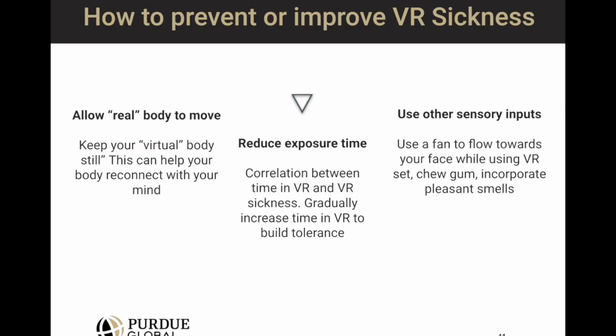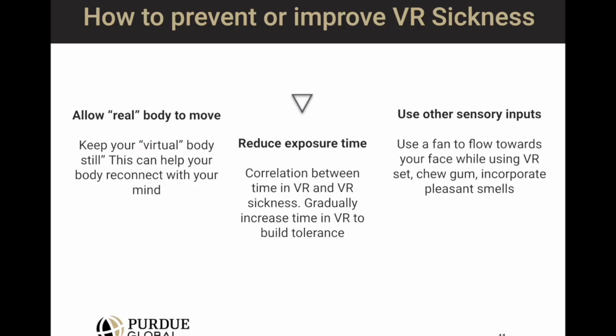Now, what are some things you could do to help prevent this from happening, or if you find yourself having some symptoms, how could you improve it? One way is that you can allow your real body to move. So you have your VR headset on. Within the VR headset, remain stationary, but allow your real body to move. Lift your hands in the air. Just become aware of your actual physical body. And this can help reconnect your body and mind and help improve some of those symptoms.